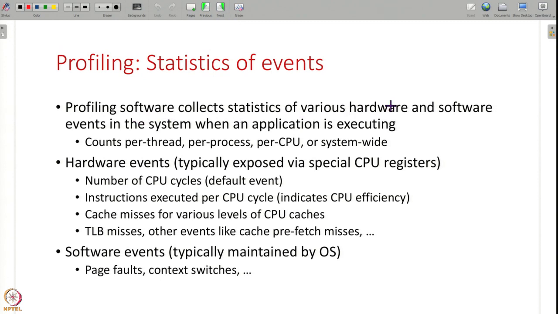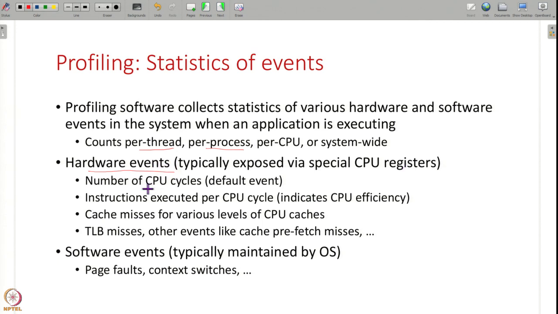They collect statistics about various types of hardware and software events, and these statistics can be collected per thread, per process, for each CPU, or system wide, at many granularities. Most of these tools give you the flexibility to specify at what granularity you want to count these events, and what events you want to count. Okay. And you have various hardware events that the CPU itself will maintain counts of in various registers, and these profiling tools will read those CPU registers and print them out to you in a nice format that you can understand.